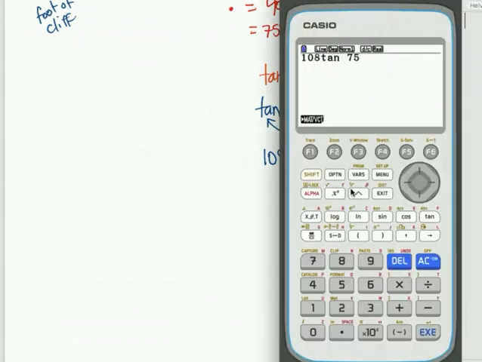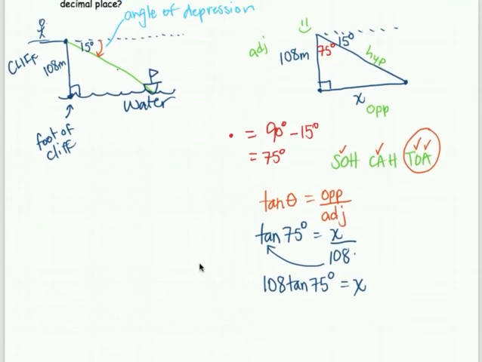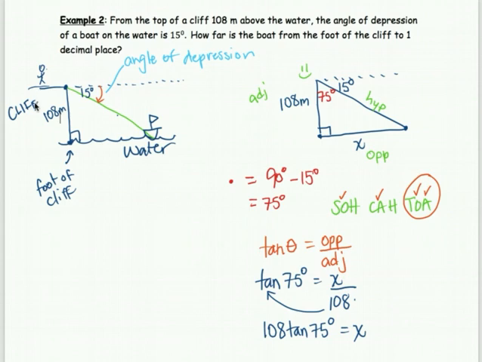Okay, so 108 tangent 75, hit equal, and you get a really large number. Sometimes people worry because we've been calculating little numbers. But if you look at it, what are we doing? We're looking at a word problem where we're on a cliff and the boat's in the water. So if it's 400, does it seem okay? Yeah, it seems okay. Like the cliff's 100 meters, right?